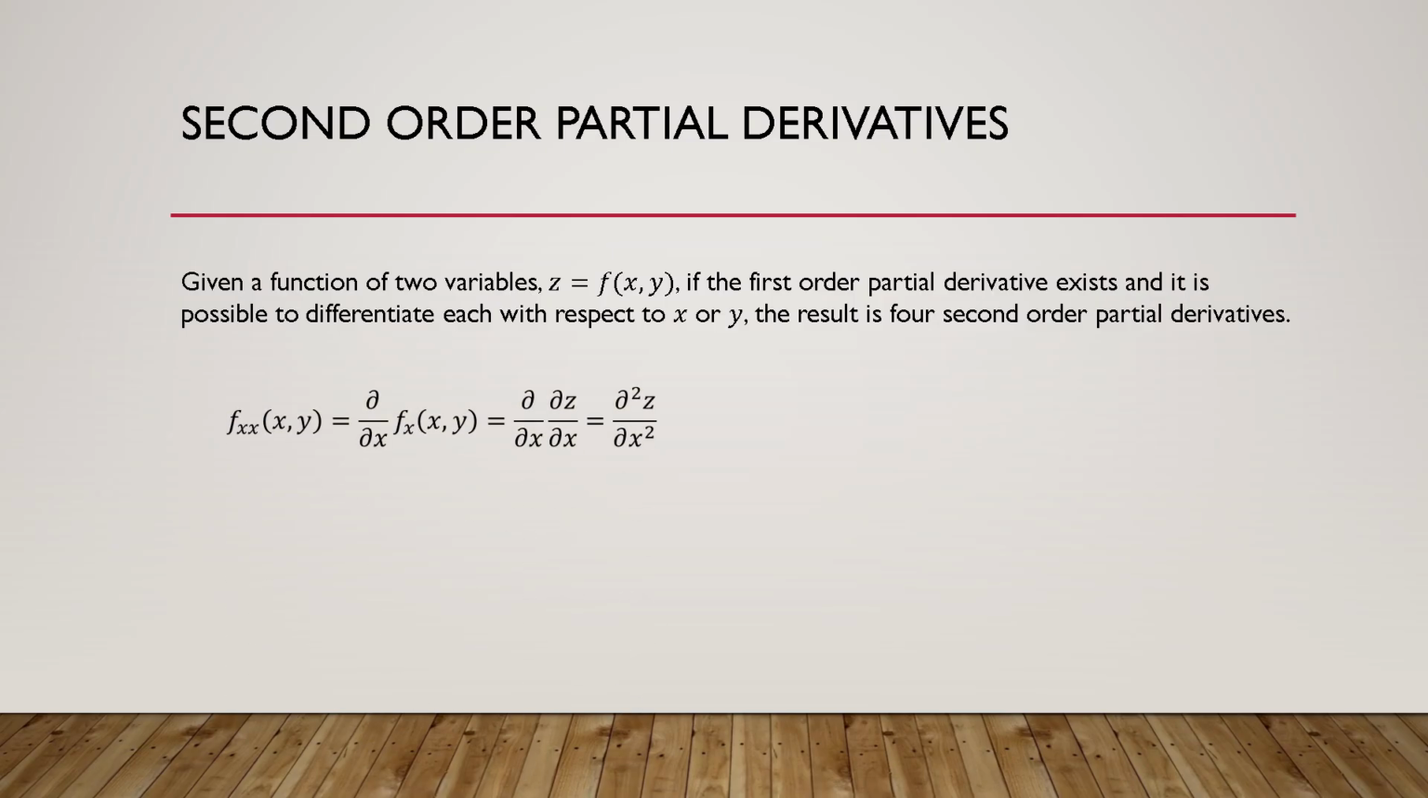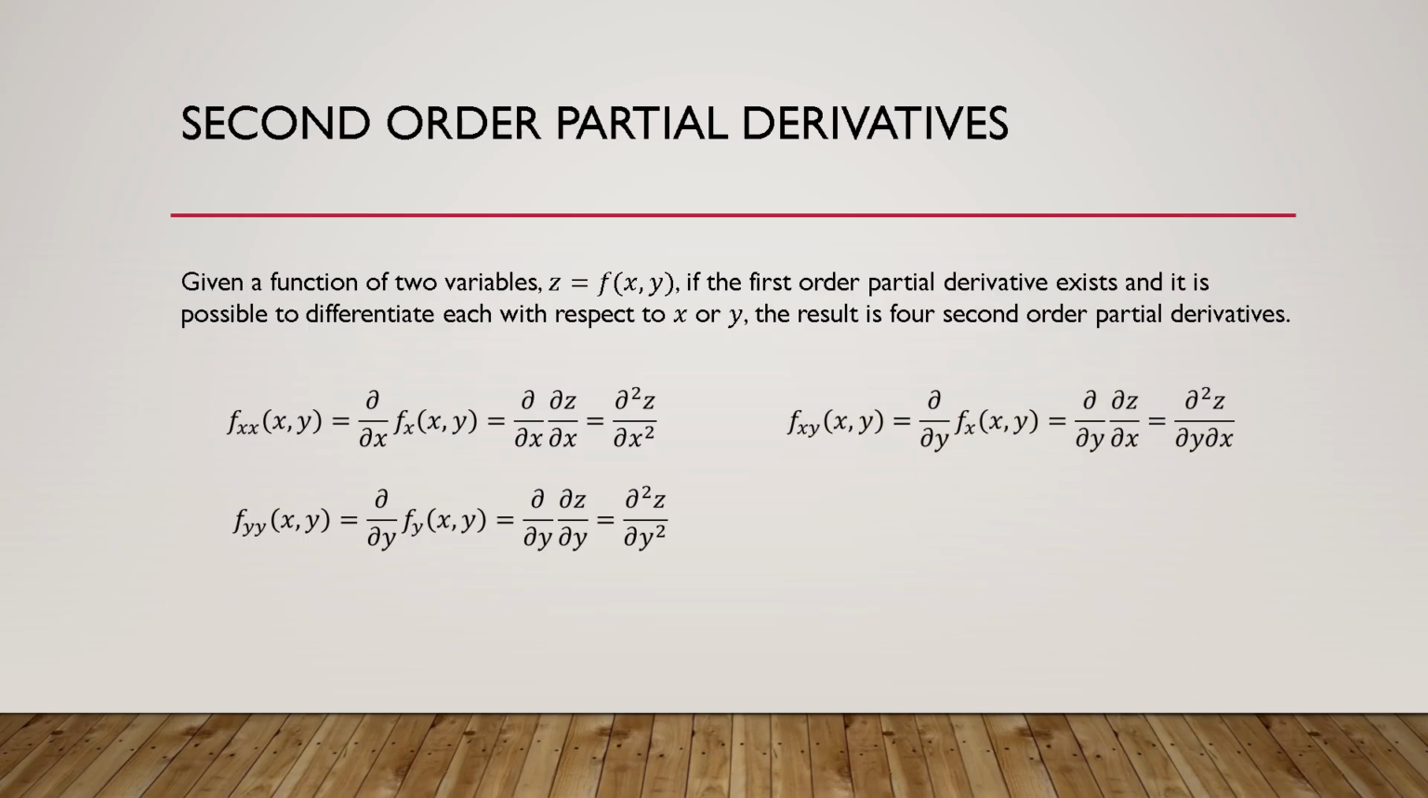The second partial derivative of f with respect to xx equals the partial derivative with respect to x of the partial derivative of f with respect to x of xy, which equals d dx times dz dx, which equals d2z dx2. The second partial derivative of f with respect to yy equals the partial derivative with respect to y of the partial derivative of f with respect to y of xy, which equals d dy times dz dy, which equals d2z dy2.